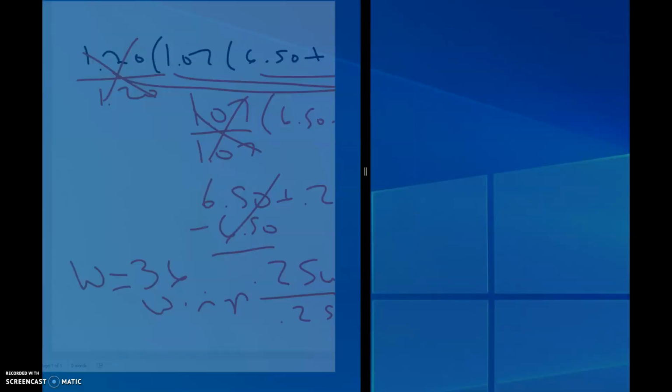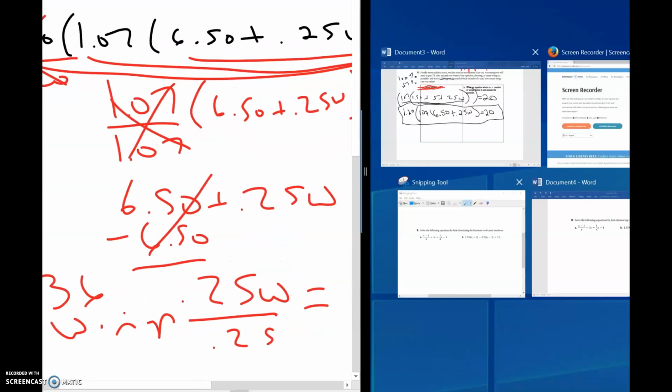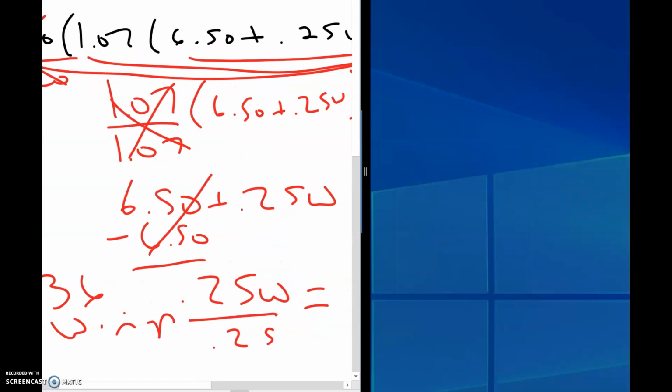So, oh boy. Oh, well, that's interesting. Let's see if I can make this big screen. Okay, I'm going to pause while I figure this out.